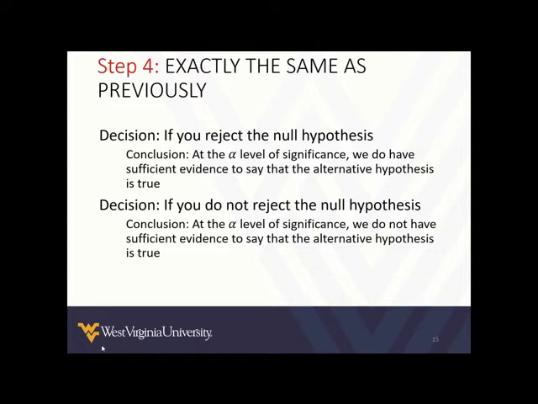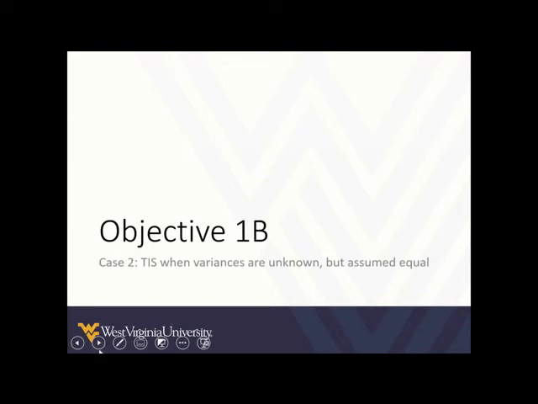And remember, our alternative hypothesis is talking about two population means. So you might be saying phrases like we do have sufficient evidence to say that the population mean average heart rate for males is greater than the mean population heart rate for females, something like that. So that's the end of our case one.